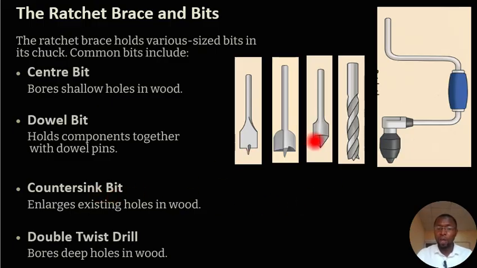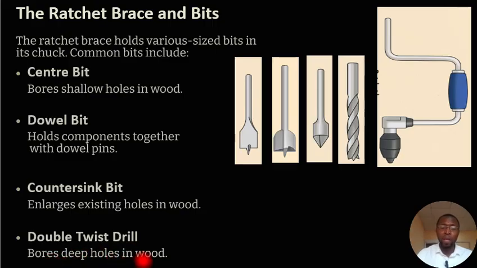This is it here. All you need to do is attach it to the chuck here, and then spin the handle, holding the head there, and then it goes into the wood and expands it, or the metal. And the last one we have is called the double twist drill, or sometimes we say this is called a drill bit. So this is used for boring deep holes in the wood.